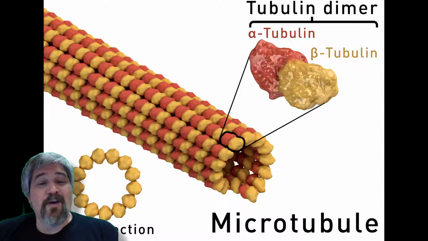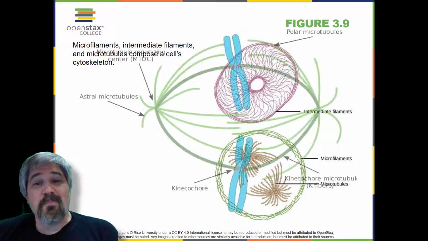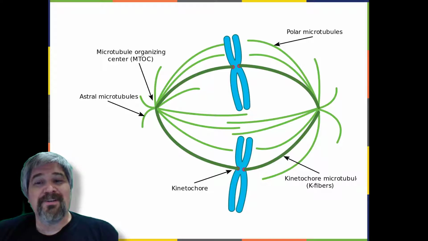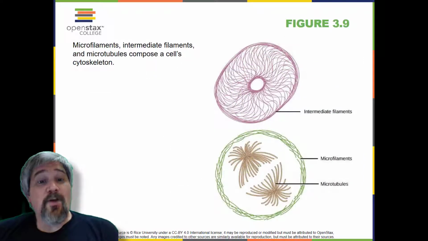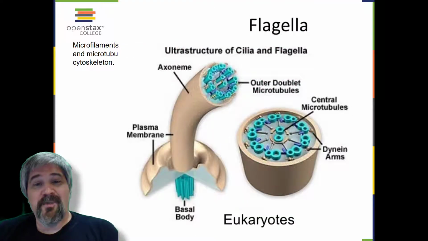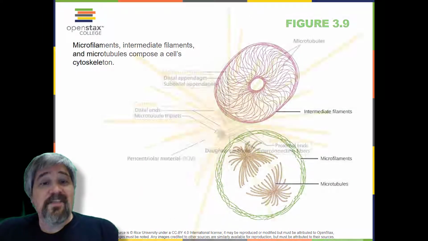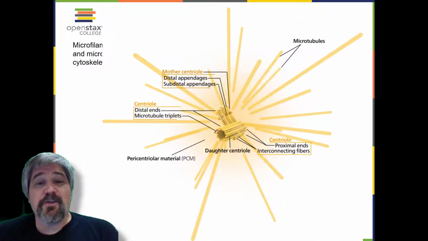Microtubules guide organelle movement and are the structures that pull chromosomes to their poles during cell division. They are also the structural components of flagella and cilia. In cilia and flagella, the microtubules are organized as a circle of 9 double microtubules on the outside and 2 microtubules in the center.